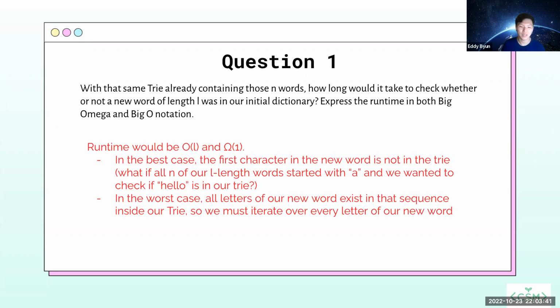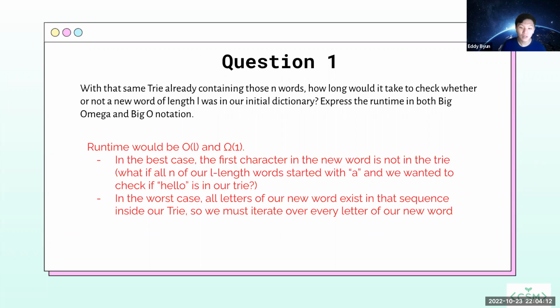So let's think about the best case first. Well, in the best case, the first character in the new word is not in the trie. So what if all n of our L length words start with A? And we want to check if hello is in our trie. Well, in that case, when we get to the first character, H, we'll see that there are no strings that start with an H in our trie. So at that point, we can confidently say, hey, there's no hello in this trie.